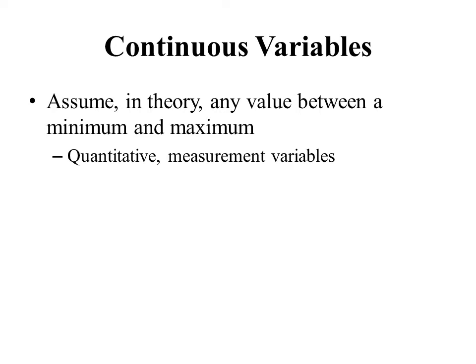So those are some examples of discrete random variables. So let's talk about continuous random variables and some basic techniques for summarizing data from continuous variables.